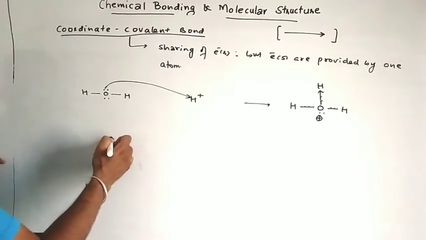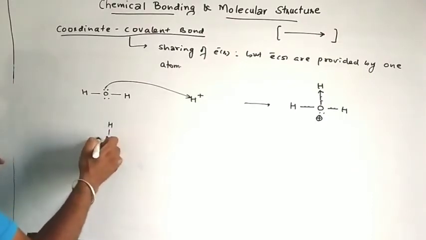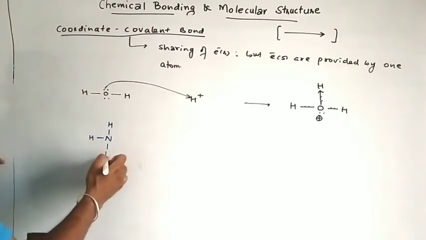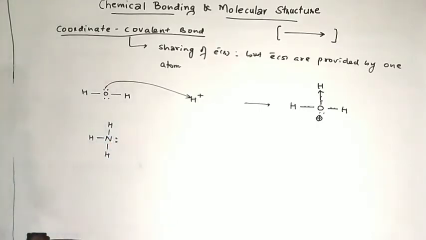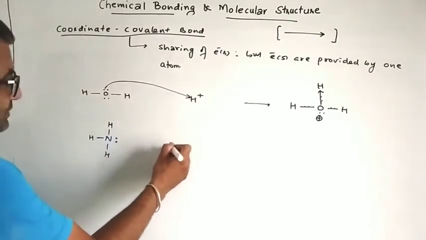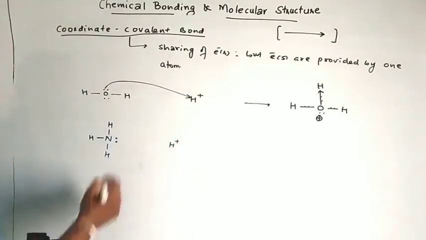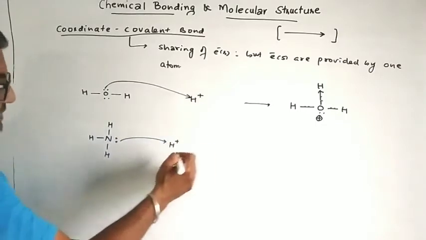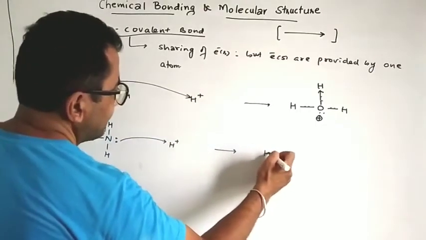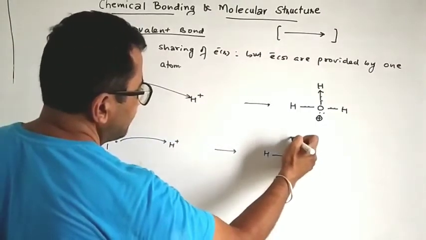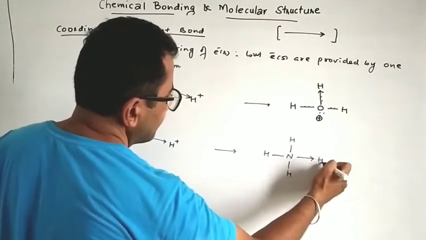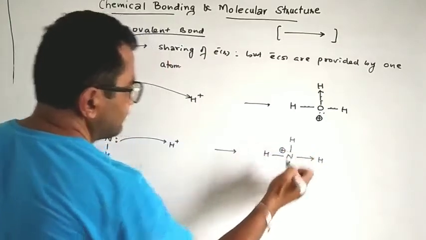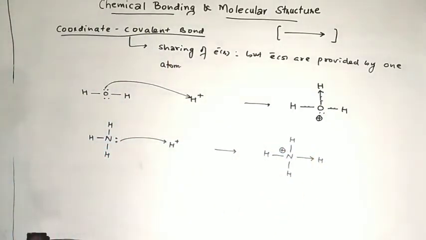The second example is ammonia. There is one lone pair and 3 bond pairs. When hydrogen comes close, it donates, shares its one pair to form a coordinate bond. Because nitrogen donates one pair, it gets a positive charge.